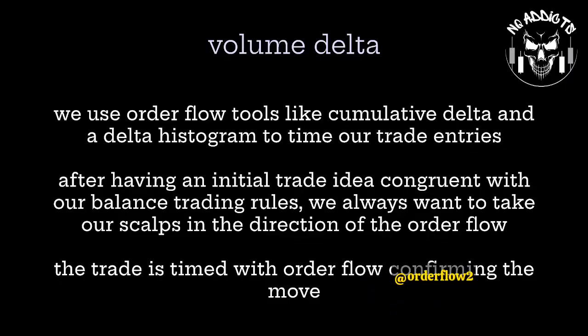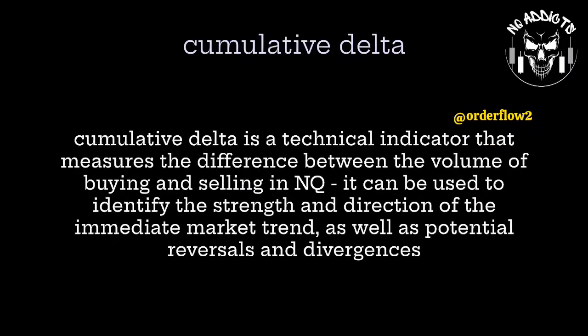So this is the last piece of the puzzle, right? You can almost just trade this, all right? I think it would be a lot harder without the context of the balance trading and trade ideas based on those levels. But this alone is a very powerful momentum style of trading. So we'll start with the cumulative delta.